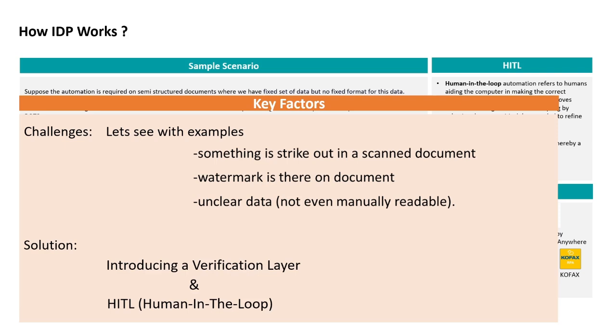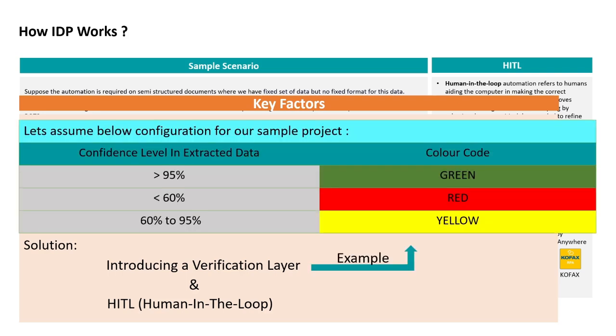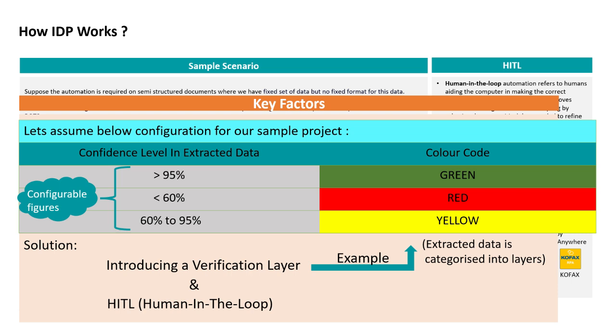So let's see an example of what a verification layer is. Here let's assume the below configuration for our sample project. If our extracted data is above a 95% correction rate, then we'll mark it green. If it is below 60%, we'll mark it red. That means it needs more perfection. If it is between 60% and 95%, let's mark it yellow. This is based on the assumption for our project which we are considering here as an example.